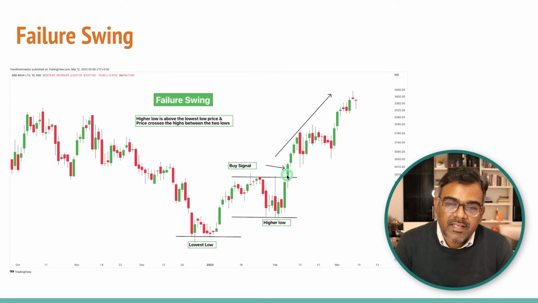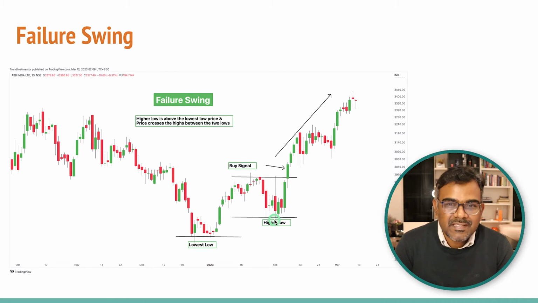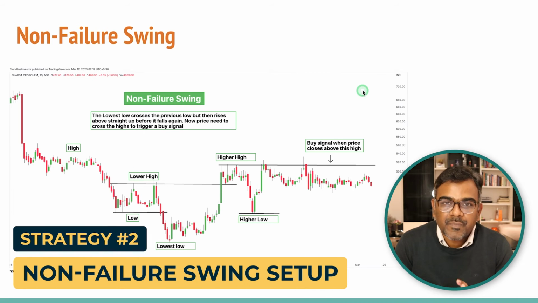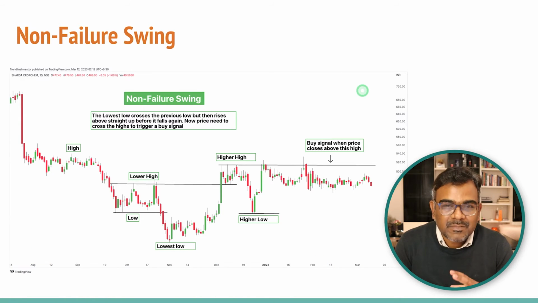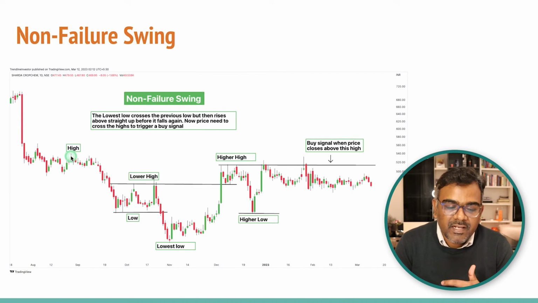So here again, the basic rule is higher high, higher low. Once that is formed, here at this point is when we have a higher high and a higher low. So that's when you buy the stock. Now this is a very simple setup when a stock keeps going down and then it starts going higher, right? Now the next setup that we're going to discuss is the non-failure swing. Slightly complicated compared to the previous setup, but again it's pretty simple if you understand the concept of higher high and higher low, right?